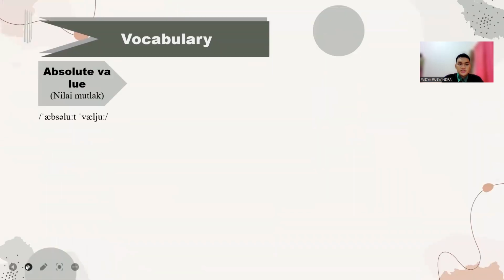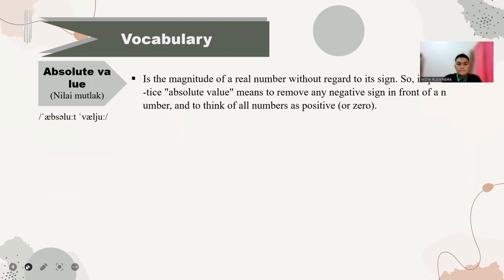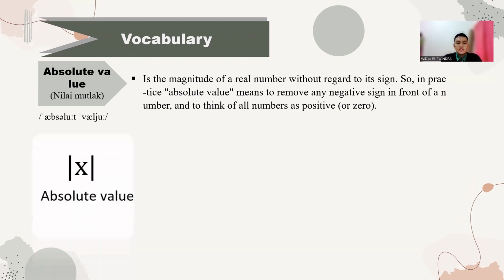The next vocabulary is absolute value, and in Indonesian we say nilai mutlak. The pronunciation is absolute value. The definition is the magnitude of a real number without regard to sign. So in practice, absolute value means to remove any negative sign in front of a number and to think of all numbers as positive or zero. This is the symbol of absolute value.